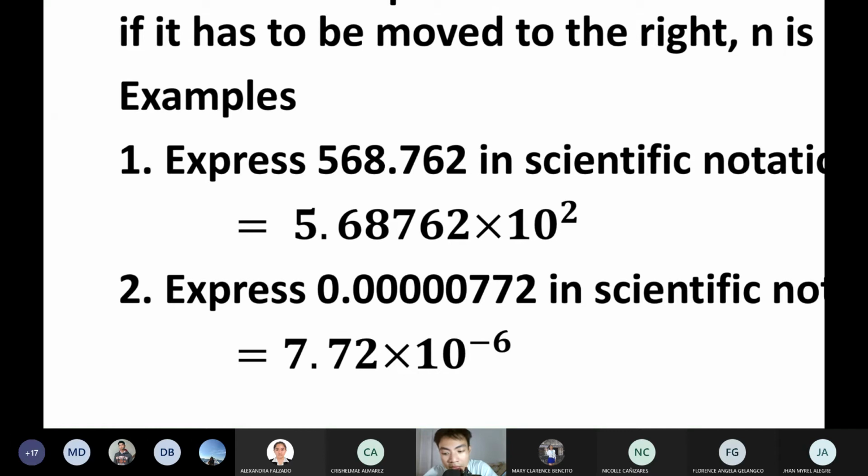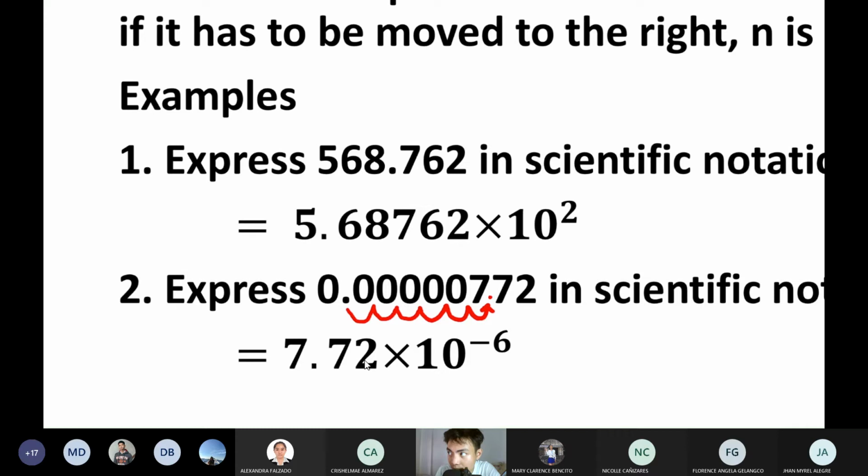Ilang steps? Bilangin natin. Okay? So, 1, 2, 3, 4, 5, 6. So, if I move my decimal point to the right 6 times, I will get 7.72 as my coefficient. Question, is that okay na? Okay na yan. Pwede na yan.